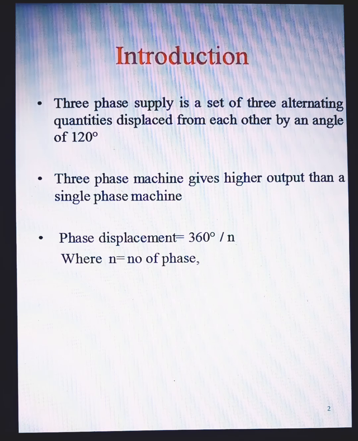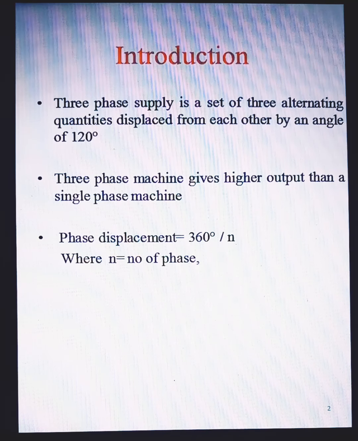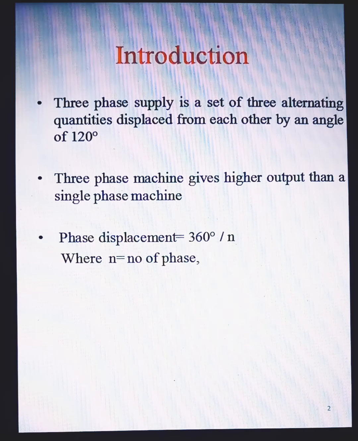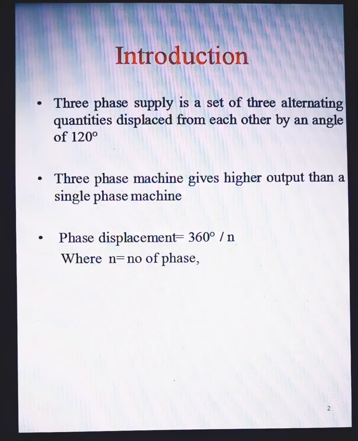The single phase power supply has one distinct wave cycle, whereas three phase has three distinct wave cycles. Single phase is used for domestic purpose, whereas three phase is used for industrial loads and heavy loads.